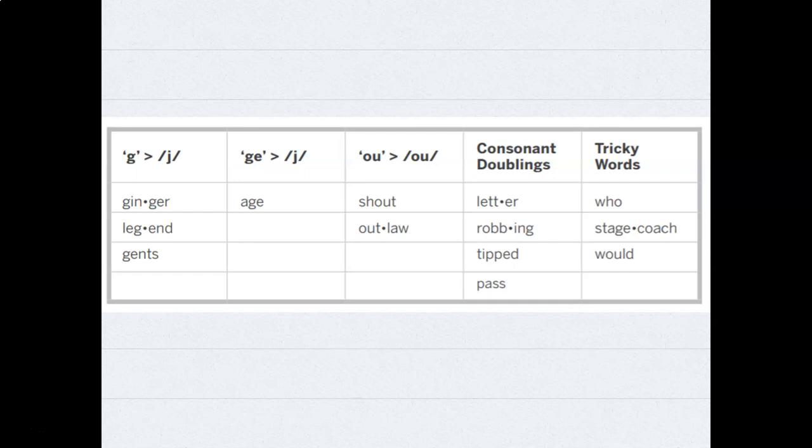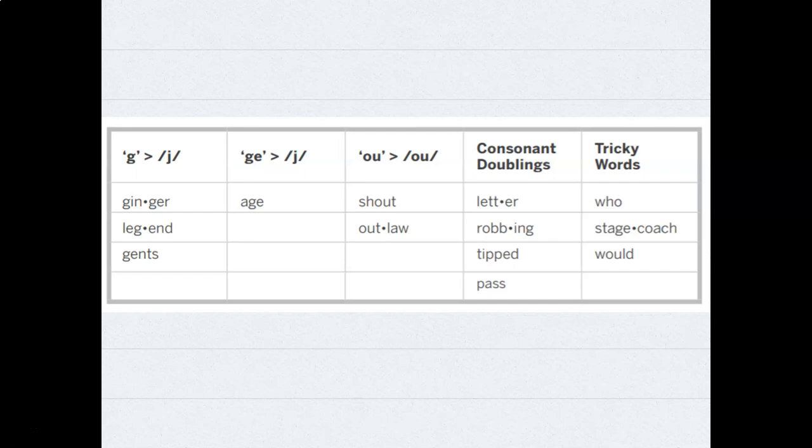Let's go over some of the spelling patterns and words we're going to see in our story today. We're going to see the J sound spelled with a G, like in the word ginger, and the word legend, and the word gents. We're also going to see the spelling J spelled G-E in the word age.